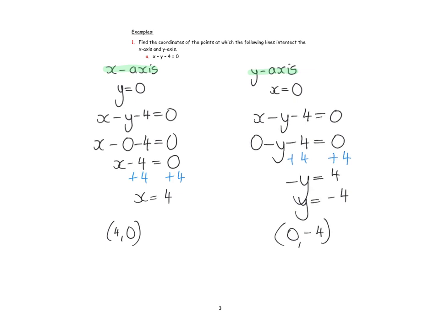Now, looking back at what the question asked us, it wanted us to find the point where the line crossed the x-axis and the y-axis. We have done that. It crosses the x-axis at 4, 0, and the y-axis at 0, minus 4. So that's this question complete.